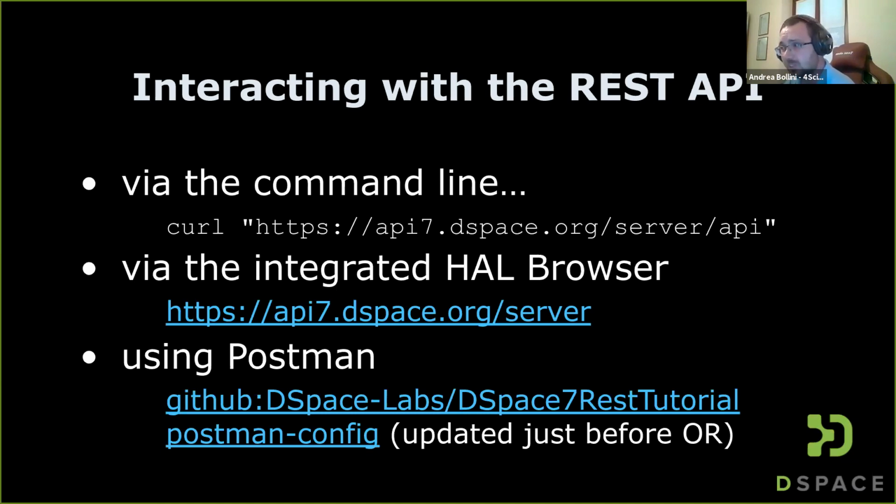This HAL browser is built automatically, just by looking at the REST API, understanding our REST API thanks to the HATEOAS principle and the HAL format. And we will touch base also on the use of Postman. That is a very common tool for developers, and we provide a Postman configuration for DSpace so that you can easily play with the REST API using Postman.